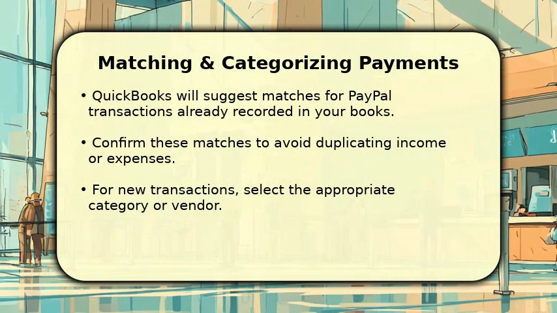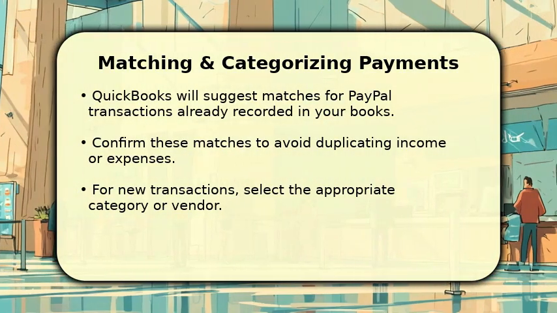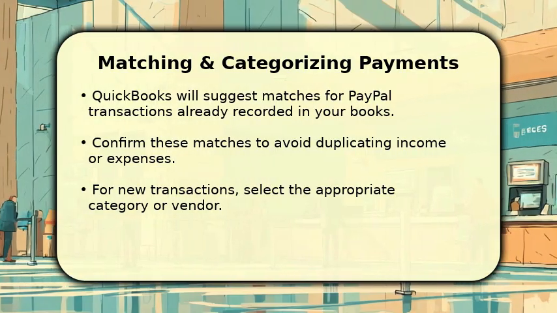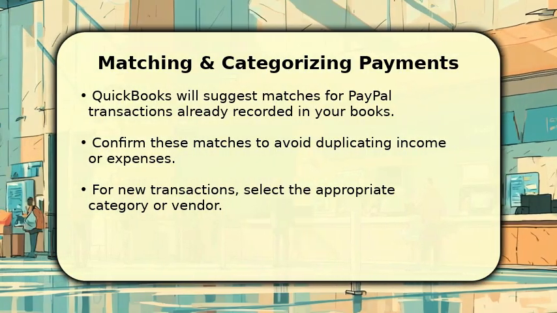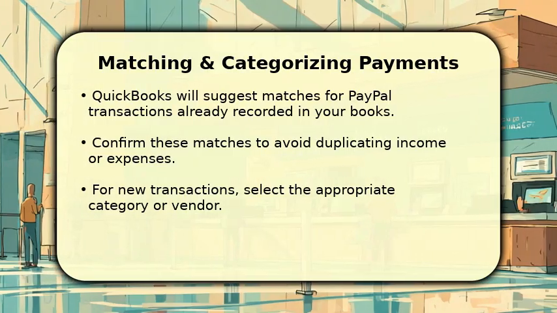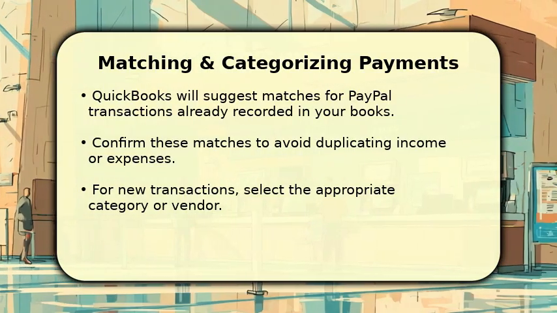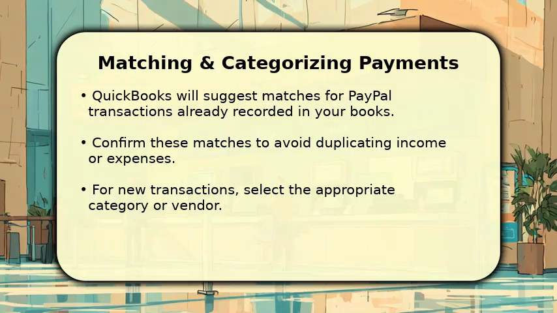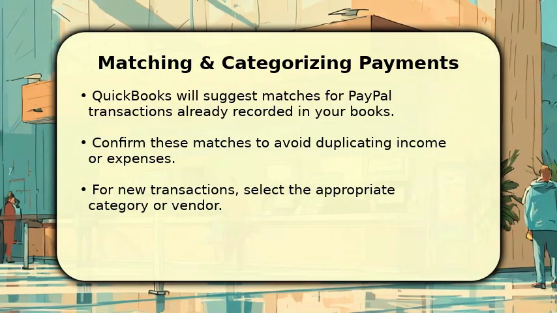For any new items, choose the correct expense or income category and assign a vendor or customer. This precise categorization is essential for accurate financial statements and understanding your cash flow, ensuring every dollar is accounted for.